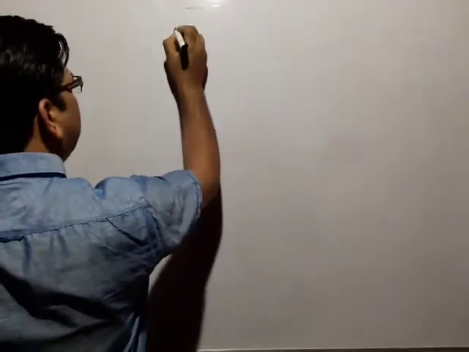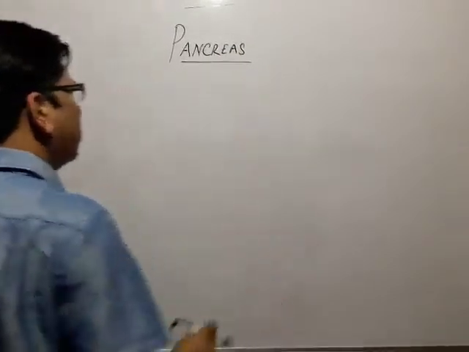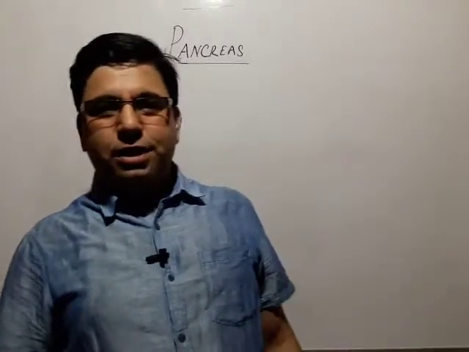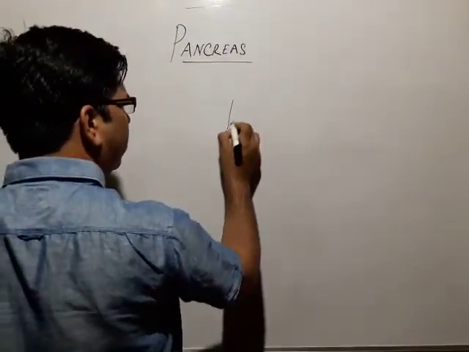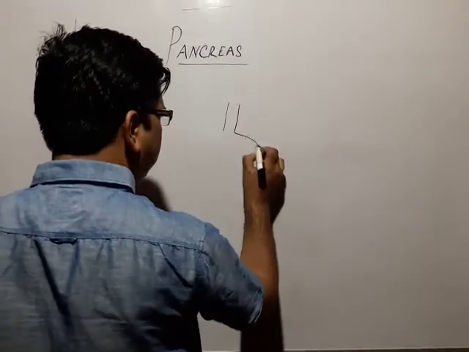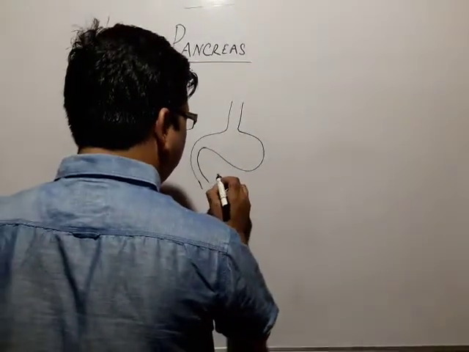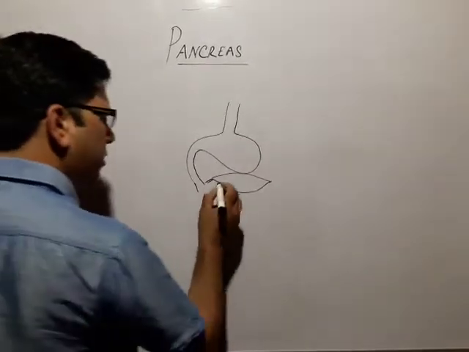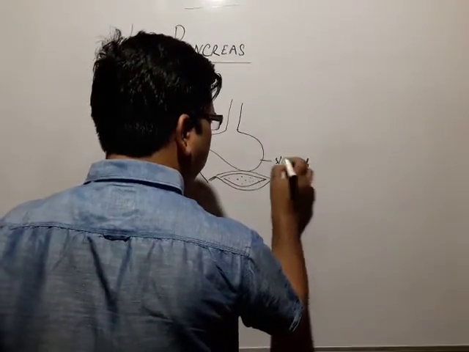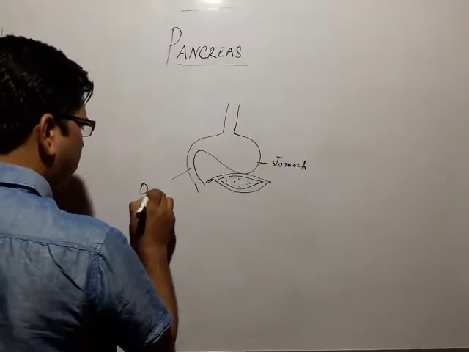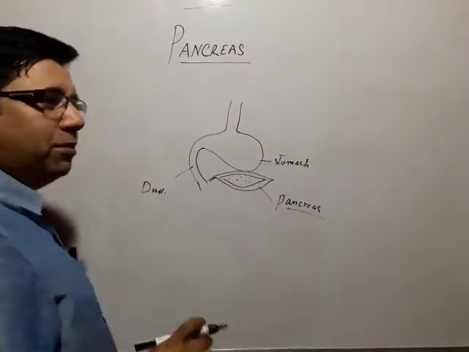This is today's topic. We have pancreas. Now let us discuss first what this pancreas is exactly and where it is located. So basically, if you see the digestive system, wherein we have this esophagus, then we have stomach, then there's the first part of intestine, that is duodenum. Close to the duodenum is a leaf-like structure, a gland. This gland is called pancreas. So this is stomach. This is the first part of small intestine, that is duodenum, and this is pancreas. So this is the location of this gland.